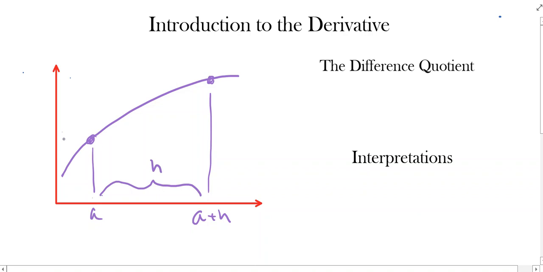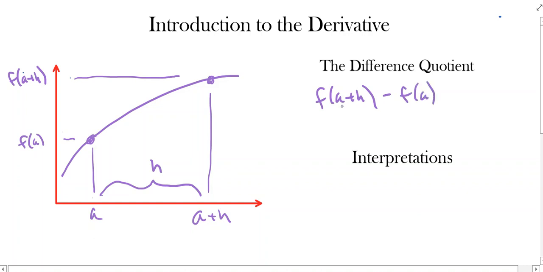Well, for point A, the function value would be over here on the y-axis, f of A, and the function value of A plus H would be up here, f of A plus H. We then define the difference quotient as being the difference between the function values, f of A plus H minus f of A, divided by the difference between the 2 points. And so A plus H minus A leaves us with just H. And this is the difference quotient.